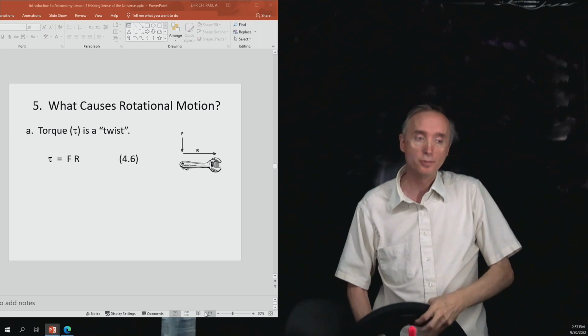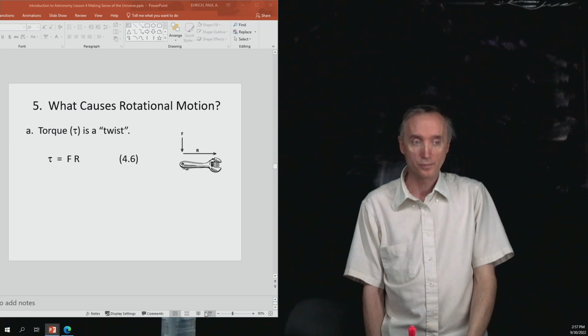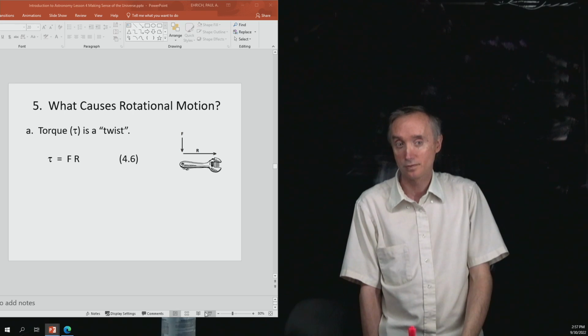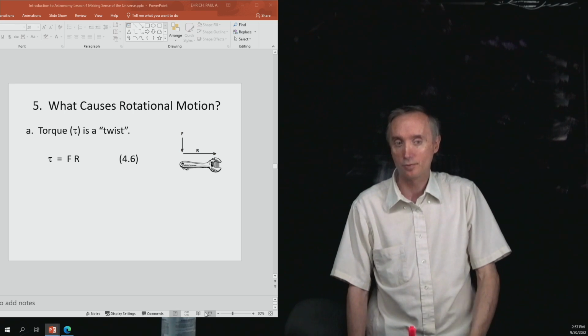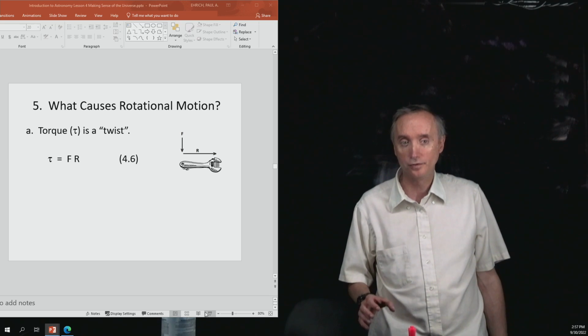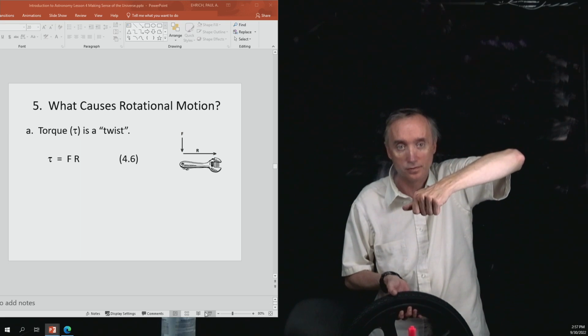So when you multiply those two things together, that's called a torque. And it's given by the Greek letter tau. So it kind of looks like a T, but it's the Greek letter tau for torque. And a torque is a twist. So think about a ketchup bottle. If you've got a ketchup bottle and you're trying to get the lid off of it, you need to apply a twist to it.